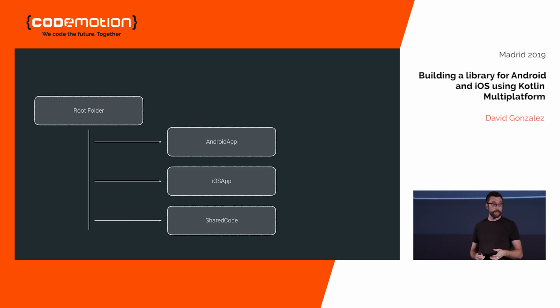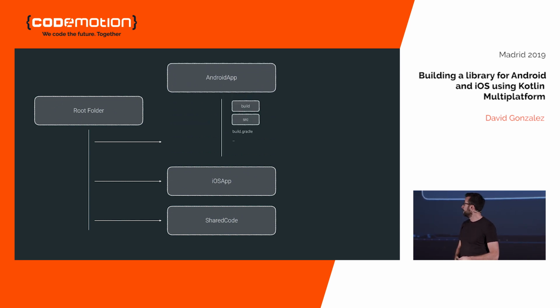We have an iOS module, and we also have a shared code. And these are the names that you want to define, right? But the idea is everything that lives in the shared code is going to be all the expect definitions, and everything that lives in the Android or the iOS module is going to be the actual implementation of those definitions.